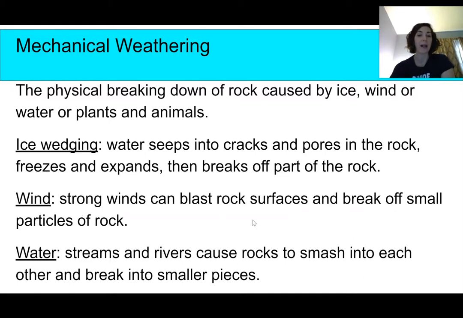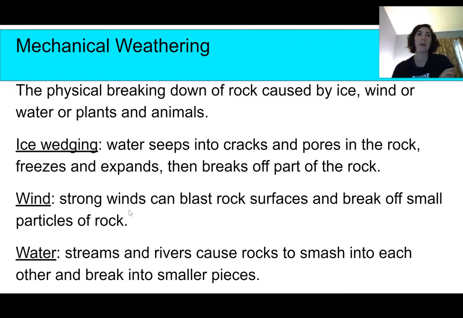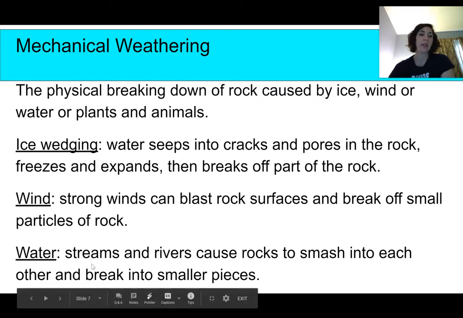Strong wind can blast rock surfaces and break off small particles of rock. They can also carry sediment with them, like sand, and that's called abrasion, and that will actually smooth off rock. And then water, streams and rivers can cause rocks to smash into each other and break into smaller pieces, and can cause some weathering as well.